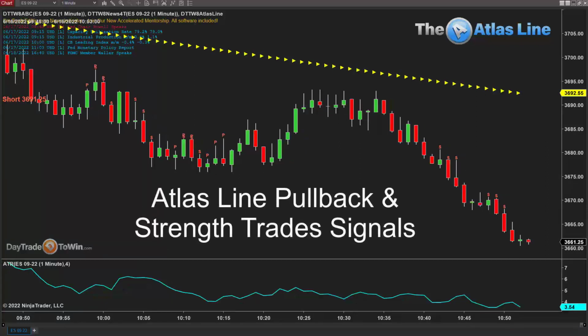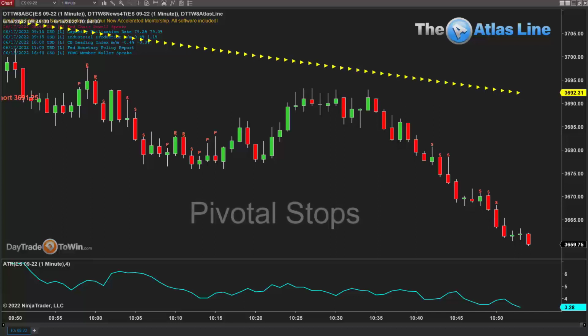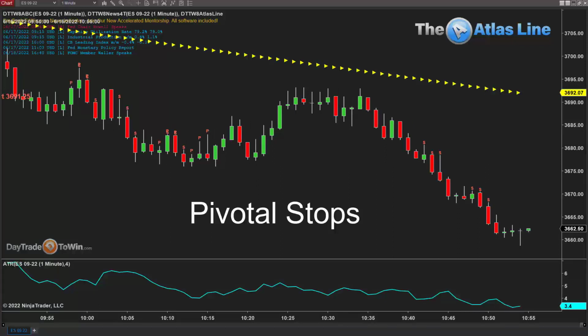So, pullback and strength trades. We're going to talk about the type of stops that exist, because it's not just selling the market. We also have to have a target, and we also have a specific stop. So let's refer a little bit to what pivotal stops are. Pivotal stops are a way to look at, when you enter, where is the pivot. So if it does turn around, you are using that as a specific stop.